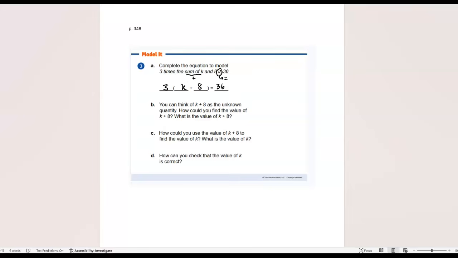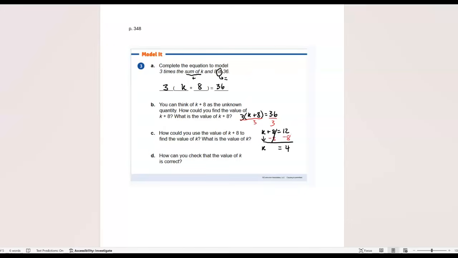How can you think of k plus 8 as the unknown quantity and find the value of it? Well, just like we've been doing. 3(k + 8) is equal to 36. First step here is to divide by 3. So I get k plus 8 is equal to 12. And so now how do I find the value of k? Just like I've been doing, subtract 8 from both sides. When I do that, on this side, 8 minus 8 is 0. Just drop that k down exactly where it is. 12 minus 8 is 4.